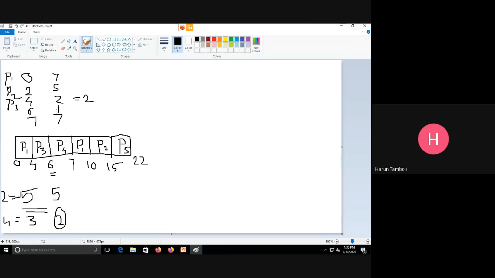And now the system has P4, P2 and P1. At 6 seconds, the system has P4, P2 and P1. Among that, P4 requires 1, P2 requires 5 and P1 requires 3. So the shortest is P4. So P4 will get the CPU, and from 6 to 7 it completes its execution.